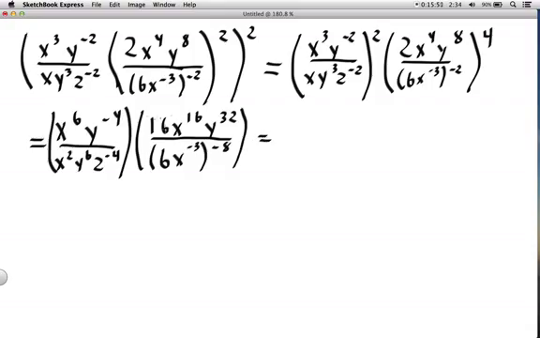Okay, now, where do we go from here? Well, we have two fractions being multiplied together. So if you look at it that way, we can just multiply these two big numerators together and these two big denominators together. So we'll start combining the terms that are the same. And so the 16 is the only constant in either of these numerators, but now we can multiply x to the 6th times x to the 16th. Y to the 32 times y to the negative 4.